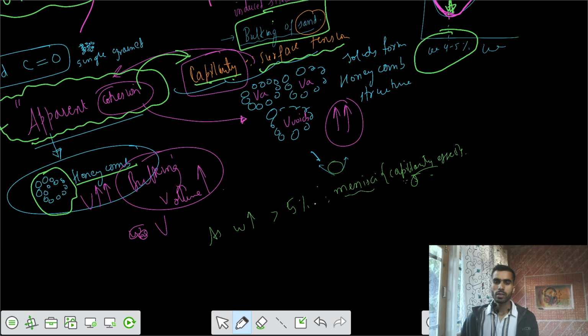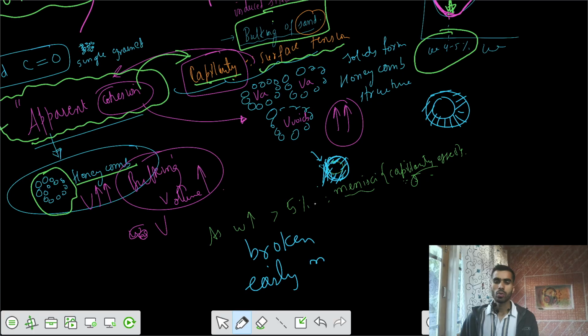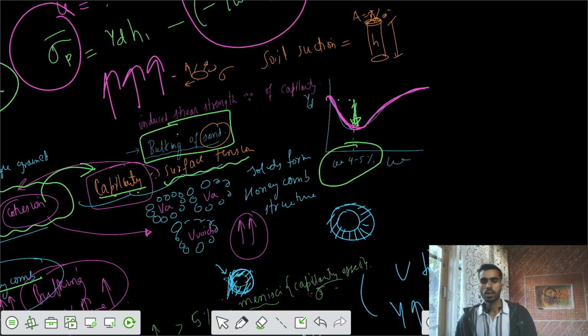But as you increase the water content, this surface tension layer that was developed, which we call menisci, gets broken. You can now easily move the particles, or you can have closer packing of the particles, such that your volume is decreasing, so gamma increases. Okay, that was all about capillarity in soils.